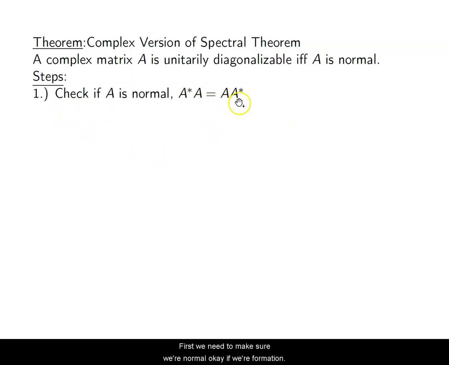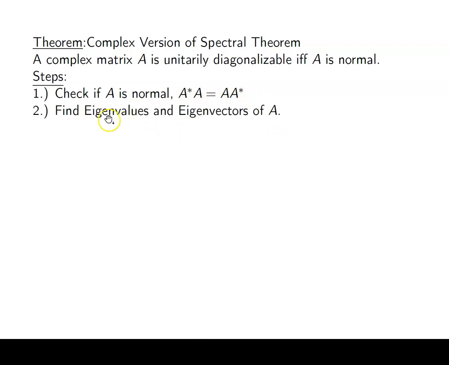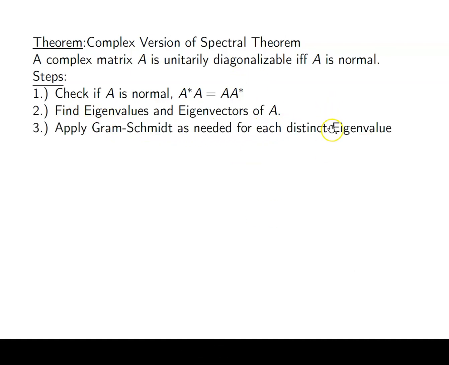First, we need to make sure we're normal. Okay, if we're Hermitian, automatically we're normal. If we're unitary, automatically we're normal. If we're not either of those, we just got to check that this holds true and that we are normal. Okay, we need to find the eigenvalues and eigenvectors of A. All of these steps are very standard.